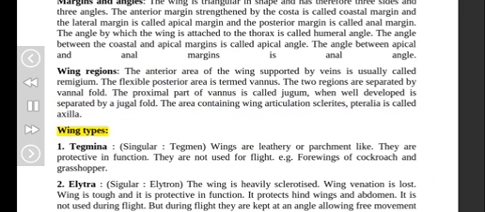Wing types. 1. Tegmina, singular tegmen. Wings are leathery or parchment-like. They are protective in function. They are not used for flight. E.g., forewings of cockroach and grasshopper.